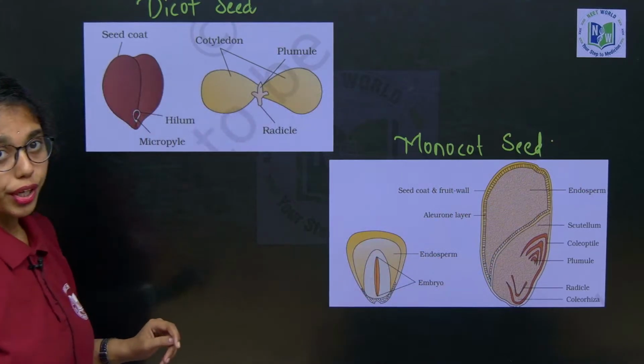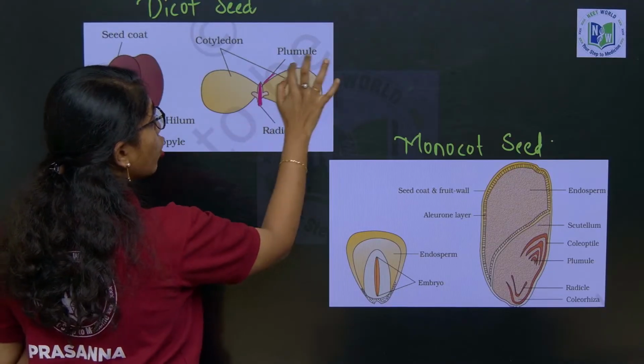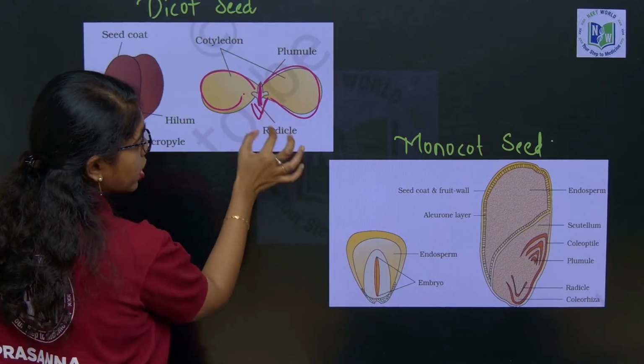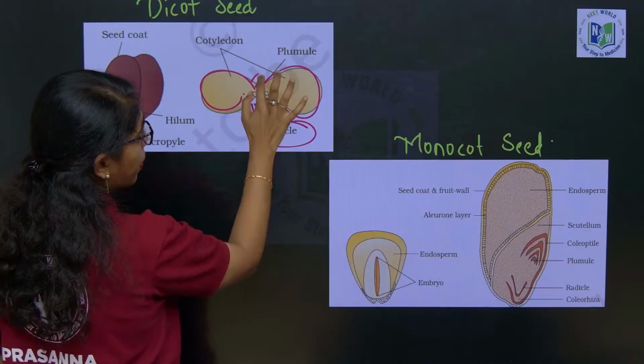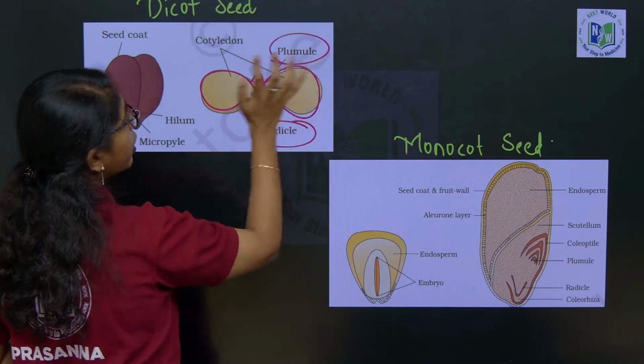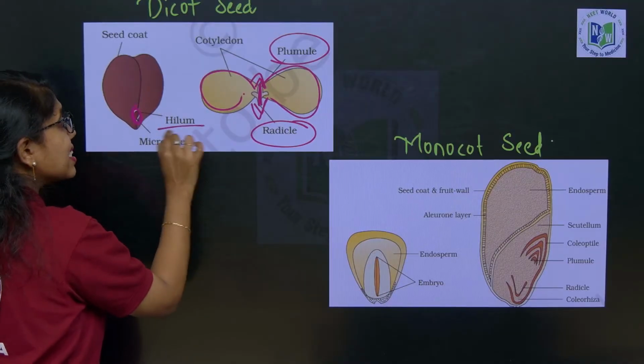In a dicot seed, if you look closely, you can clearly observe the embryonal axis and two cotyledons. The lower part of the embryonal axis differentiates into the radicle, and the upper part, towards the apex, is the shoot apex, that is the plumule. The small scar-like structure on the seed is the hilum.